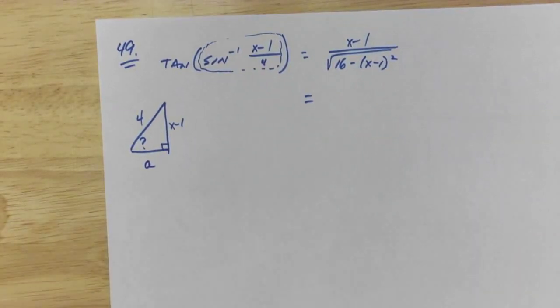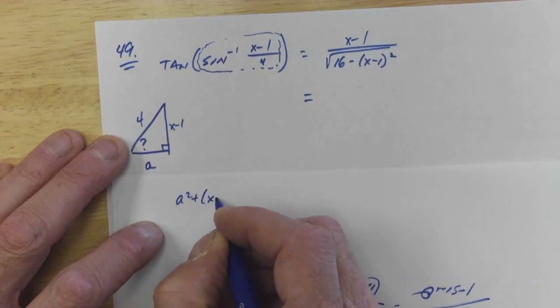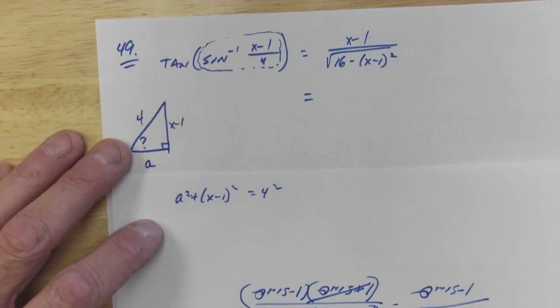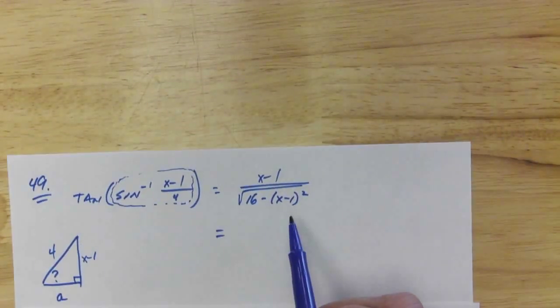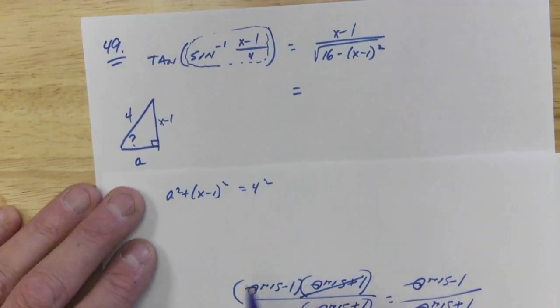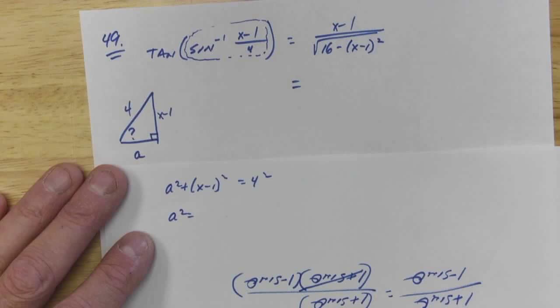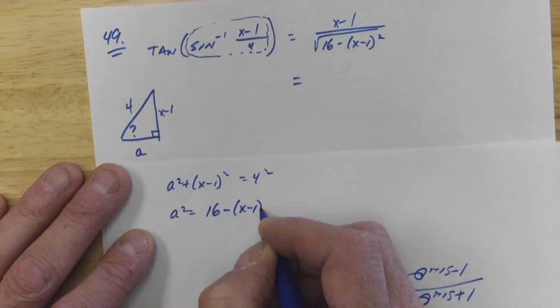And I'm going to go to another sheet of paper, and we're going to do Pythagorean theorem. A squared plus x minus 1 squared is equal to 4 squared. Right? Let's solve for A. And I don't want to multiply anything out. Why? Because they don't have it multiplied out here, do they? Okay? So A squared equals what? 16. Good. 16 minus x minus 1 quantity squared.